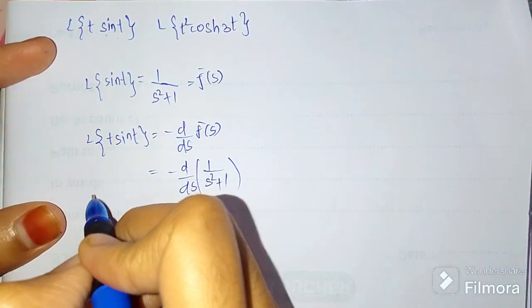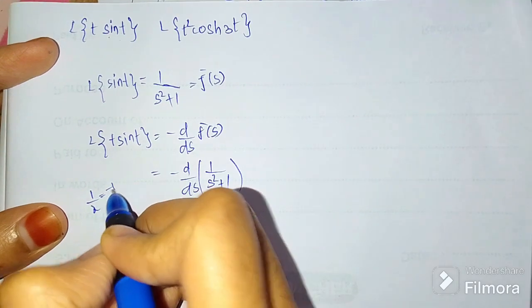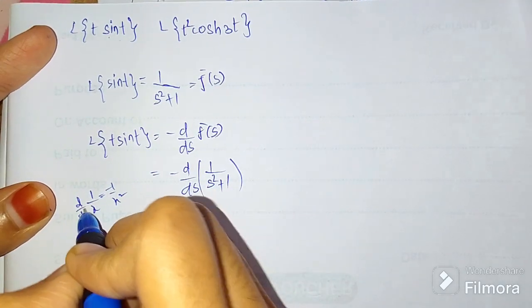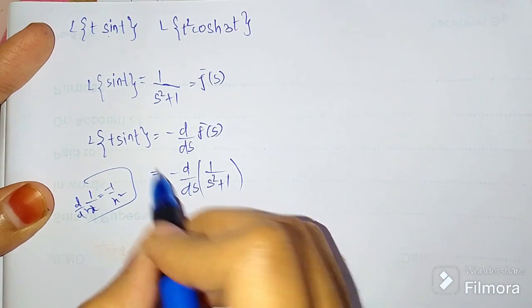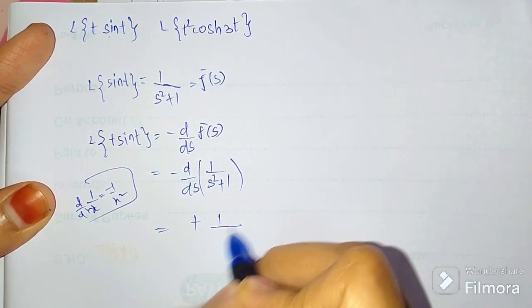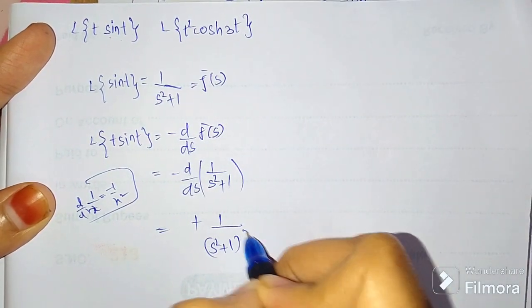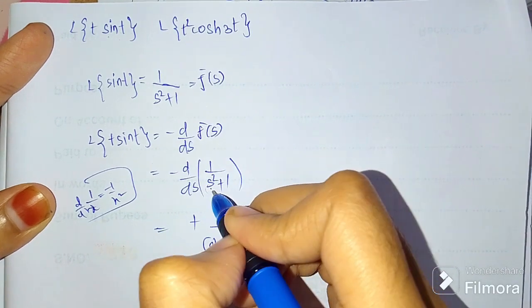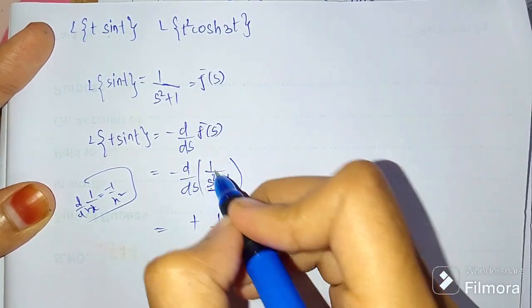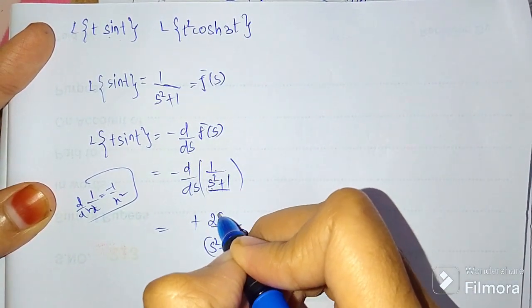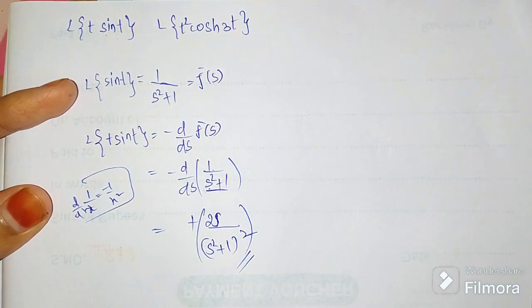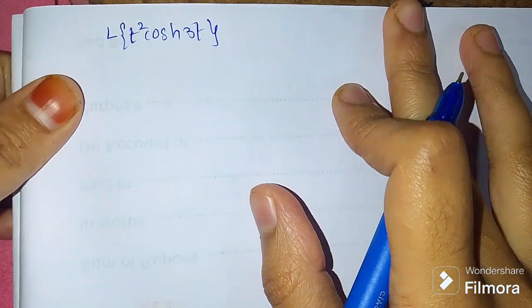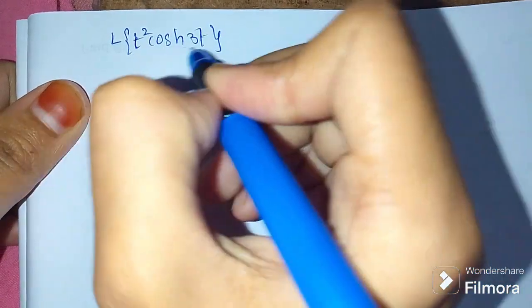So what is the derivative of 1 by x? Minus 1 by x square, right? So we can write, minus gets cancelled, 1 by s square plus 1 whole square. You should also do the inner derivative. The inner derivative for s square is 2s, and for 1 it is 0. So this is your answer. This is a very important question. Clearly you can see that it is multiplied by t.